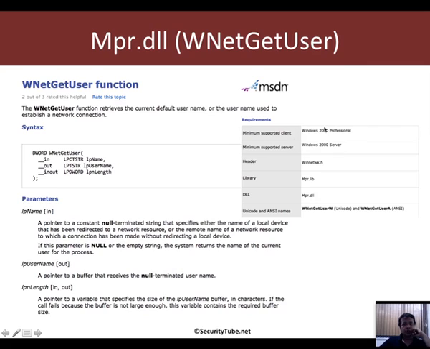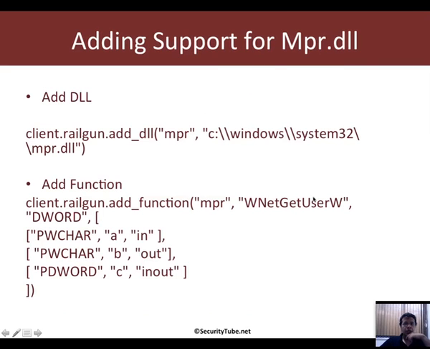Very important thing here, the minimum supported client is Windows 2000 Professional, right? Which means Windows 98 does not have this function. However, Windows XP and above have this function. At the very same time, minimum supported server is 2000, right? This is the header file if you want to do regular C programming, and here is the DLL file, which is Mpr.dll. So the first thing we need to do is first add the DLL at runtime.